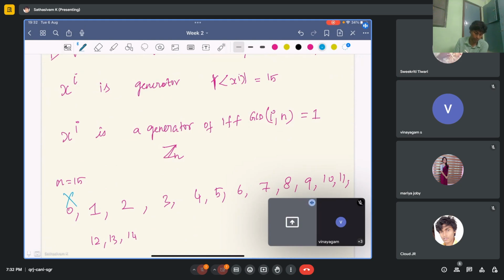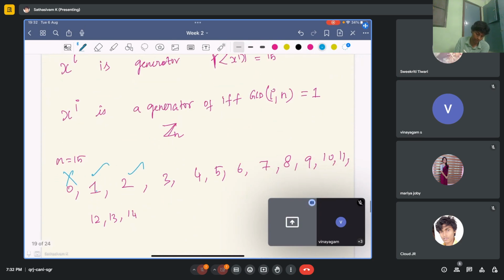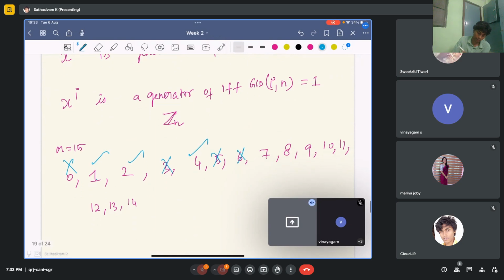Okay. 1 and 15, there is only one common divisor, which is 1. 2 and 15 you took, that is also only one common divisor. 3, there is a common divisor. If you look at 3 and 15, there's a common divisor, which is 3. So this is not correct. This is also not correct. Sorry.